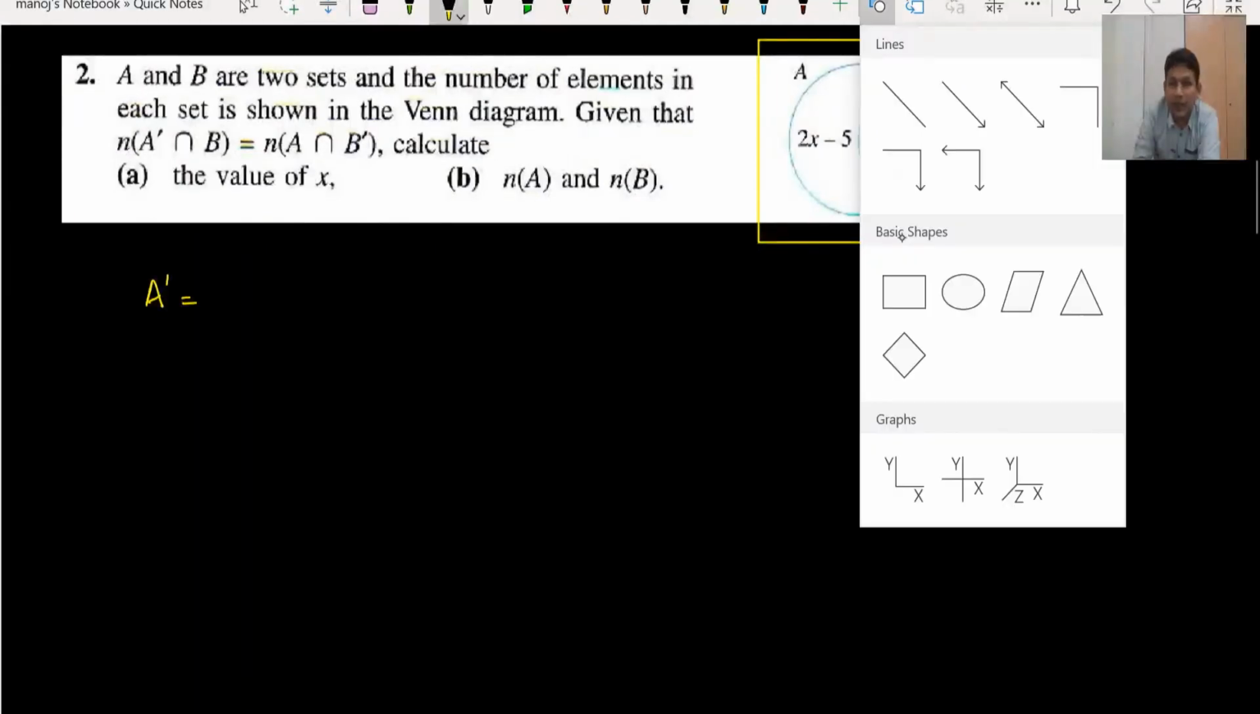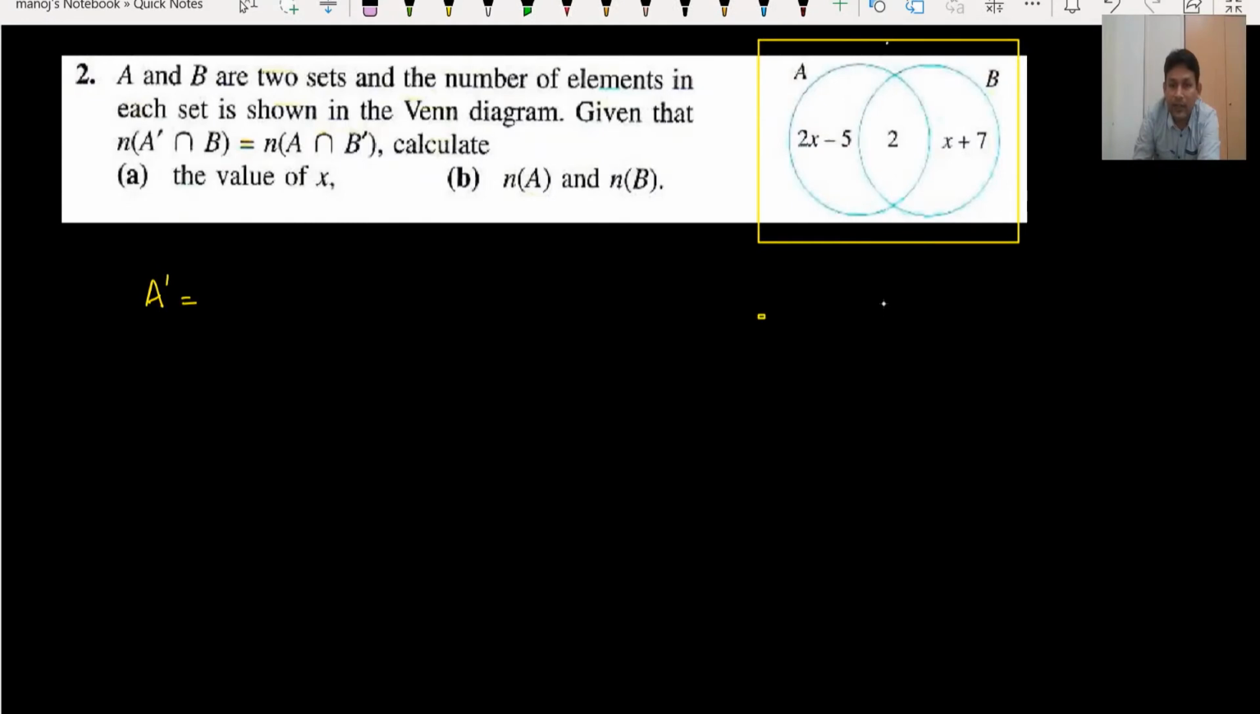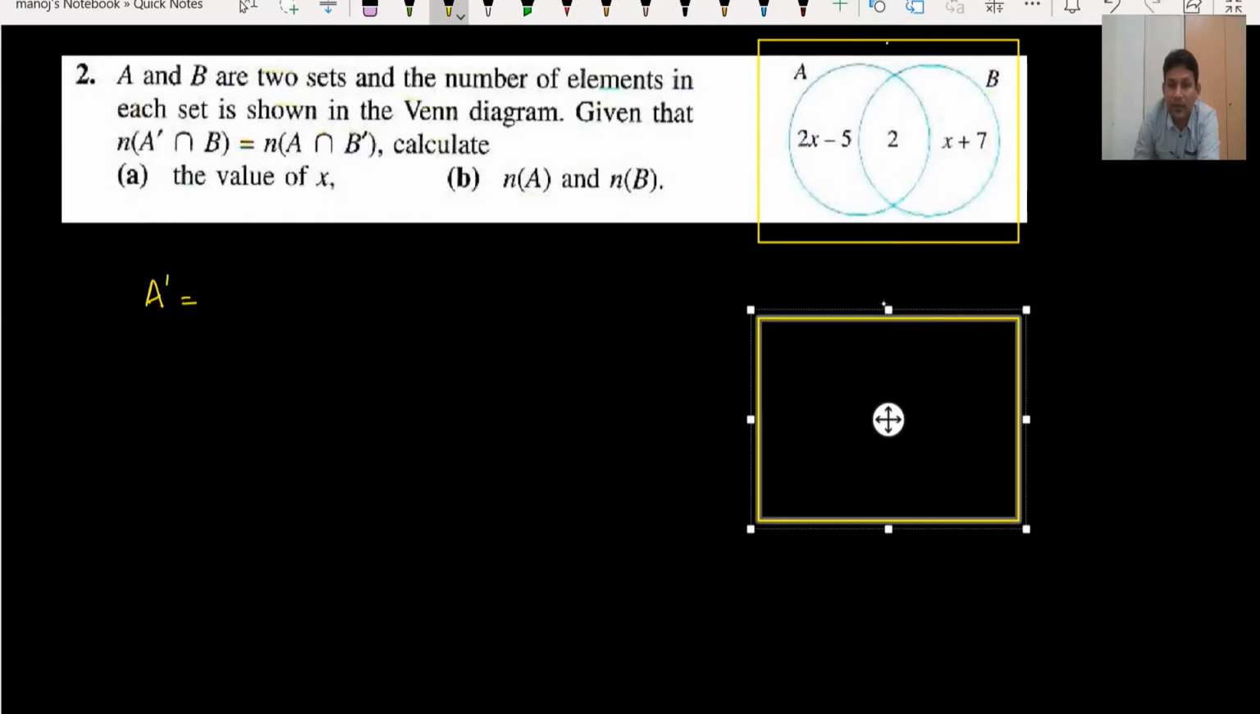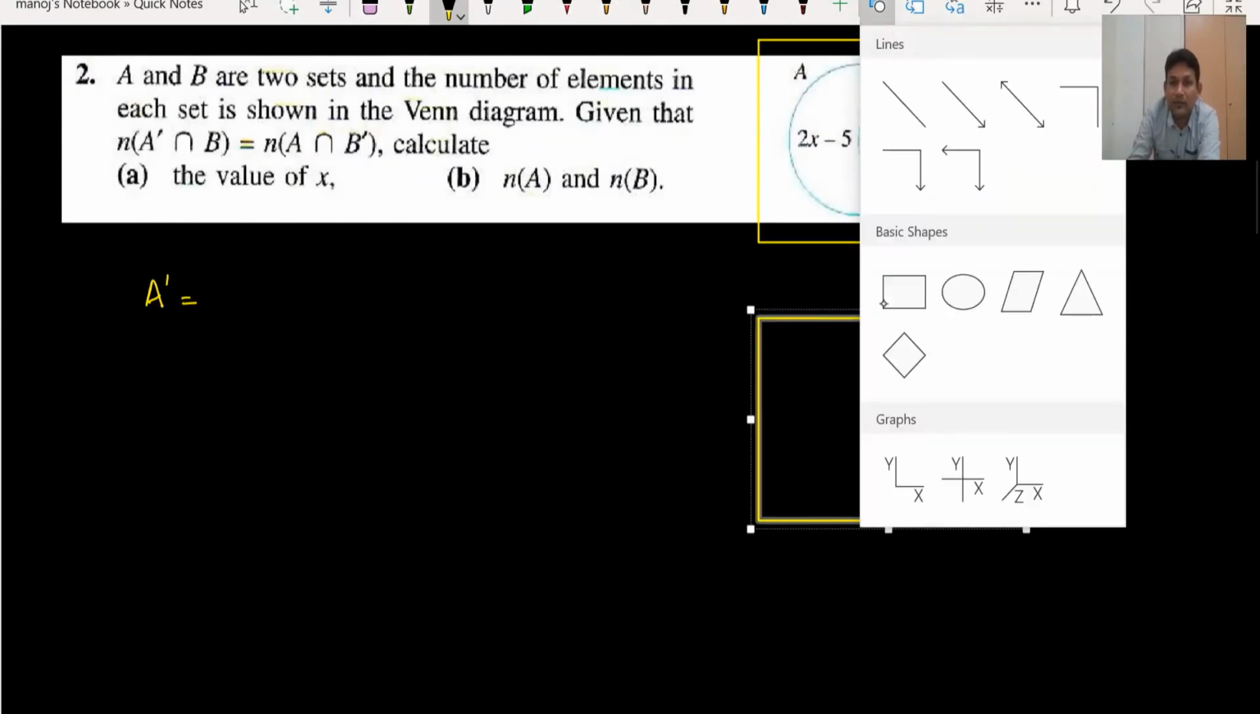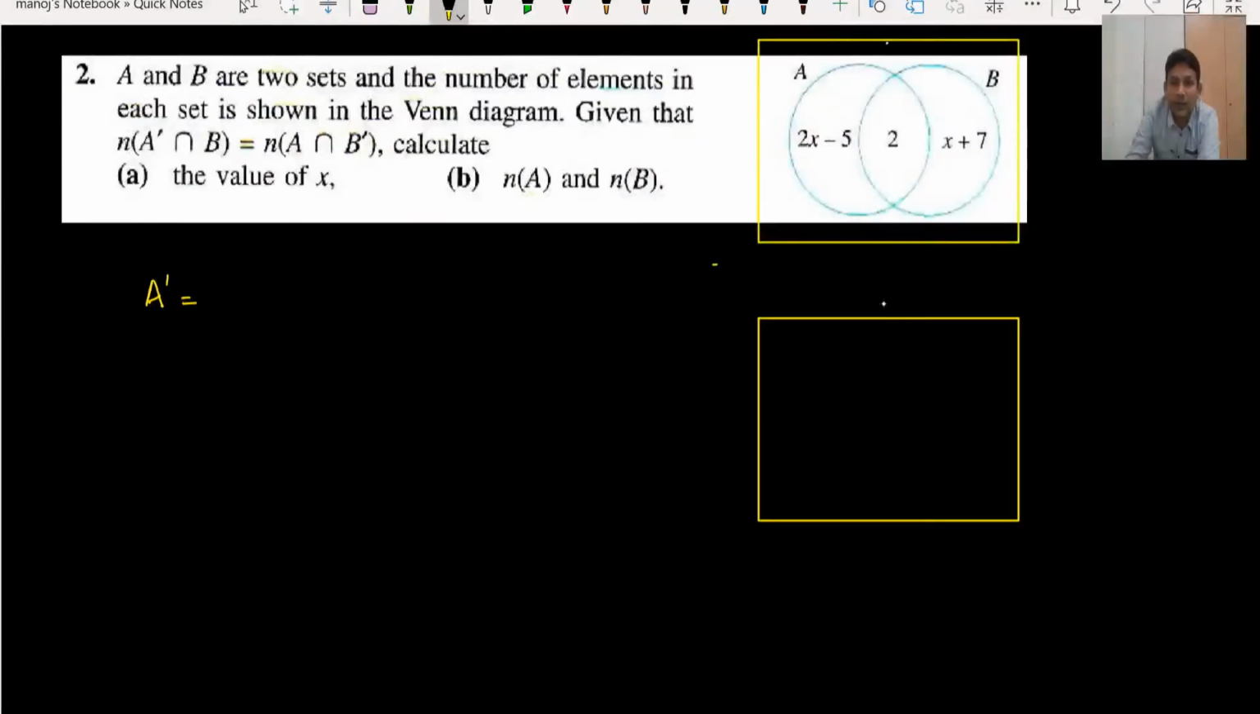Which area is A complement? I will use a Venn diagram once again to support this question, because doing a question is not a problem, you can also get the solution. The main thing is to understand the concept of the set. This is A and this is B.